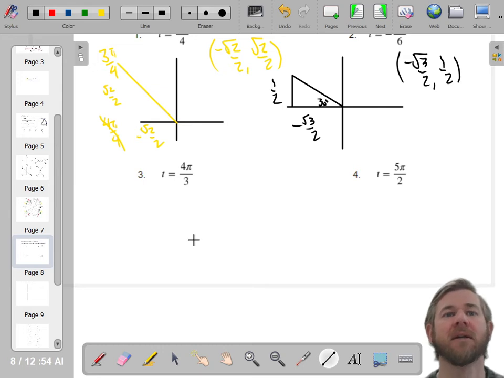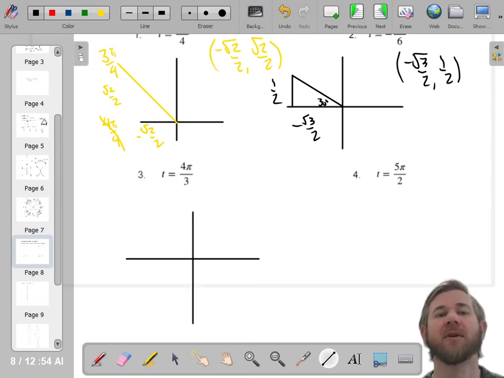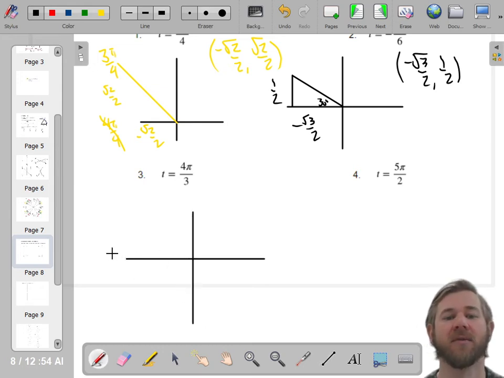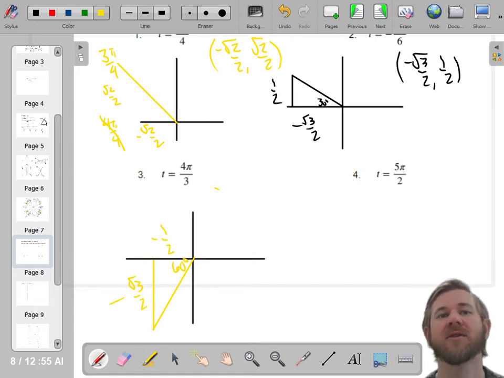4 pi over 3. Remember, this is 3 pi over 3. So if you go one more than that, this is 1, 2, 3, 4 pi over 3 is down here. And if it's a pi over 3, it's a 60-degree reference angle. So across from 60 is radical 3 over 2. And since you're in the third quadrant, x is negative and y is negative.